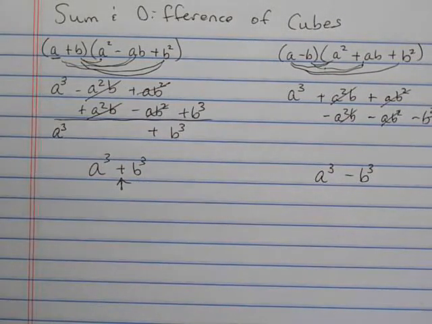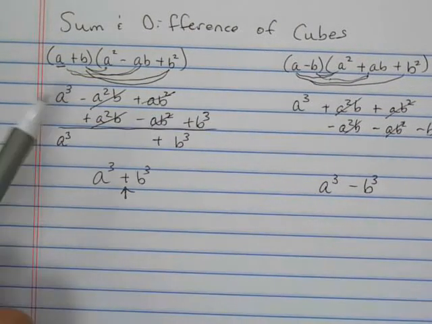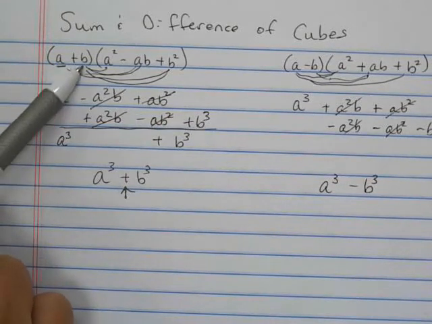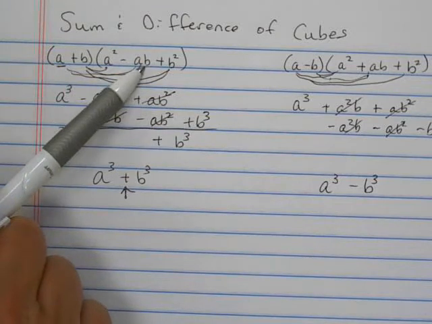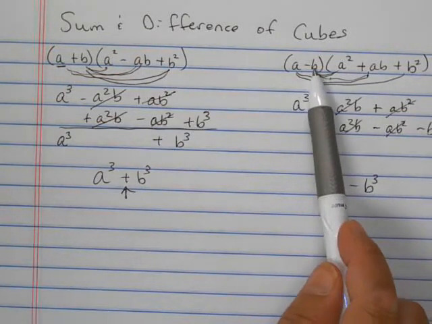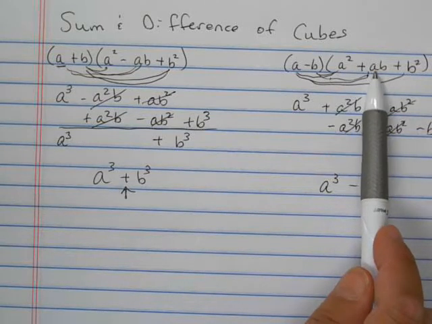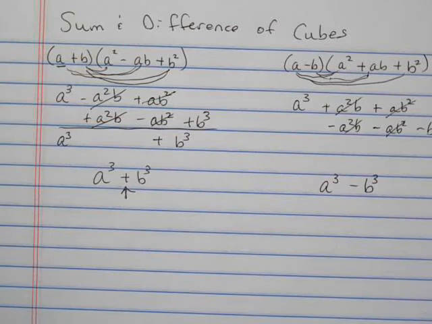If we go back and look at the original problem, notice all I've used in here are a's and b's. This one is a and b, a squared, a times b, b squared. Same thing over here, a and b, a squared, a times b, b squared. The only thing that's different is the signs. So I'm going to teach you a rule for determining the signs.